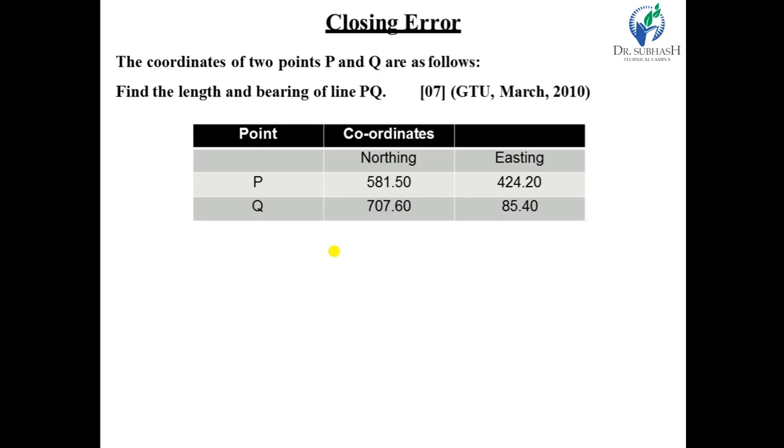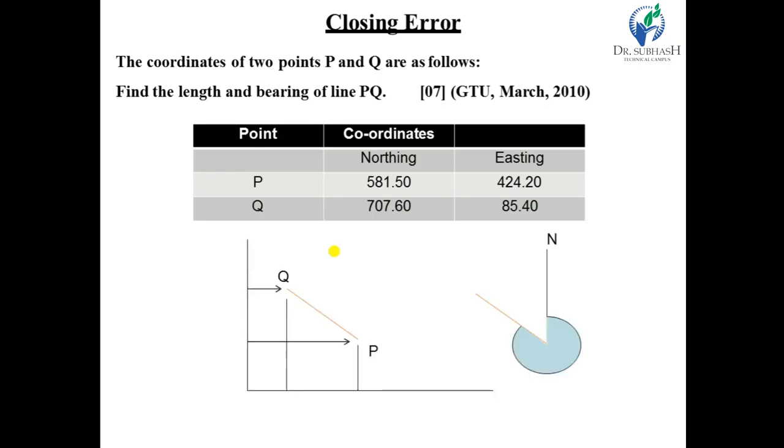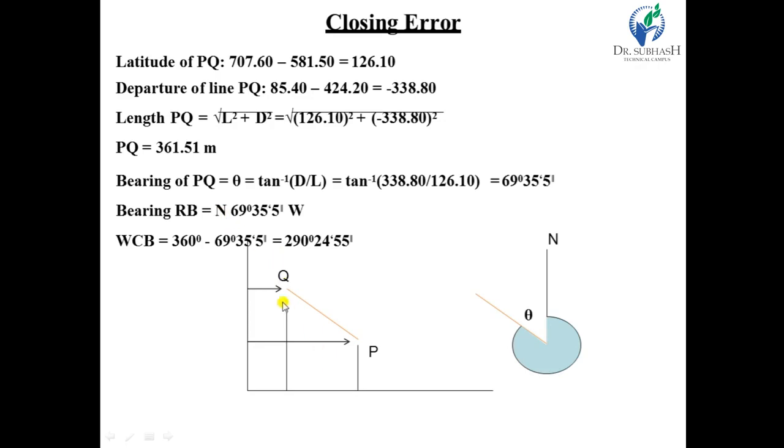The coordinates of points P and Q are as follows. Now see in the picture that P is placed in the coordinate system somewhere here and Q is somewhere here. Approximately, for understanding purposes, I am showing P and Q in the picture. Now if you want to find the latitude difference of P and Q, we have to subtract the northing of P minus the northing of Q.